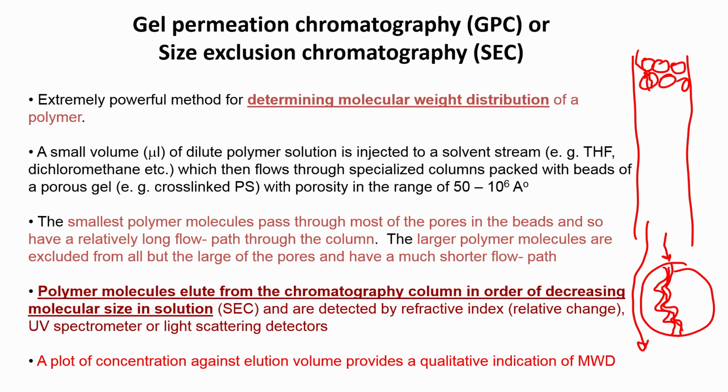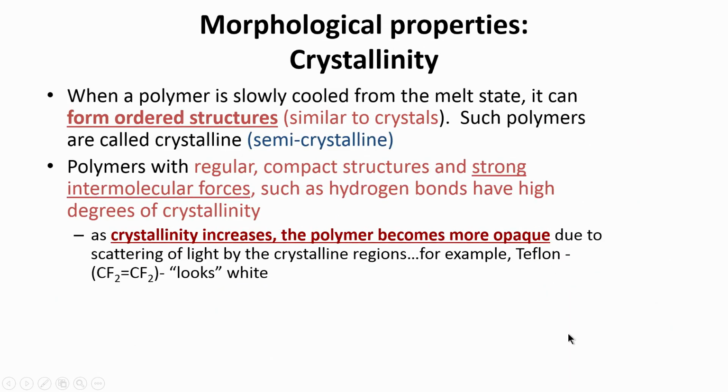indication of what the distribution is, and not only that, you can actually separate them out into different fractions to get different molecular weight fractions, and that will also result in narrowing of your particular polymer distribution. Okay. So, that is in terms of the techniques for measuring the molecular weight.